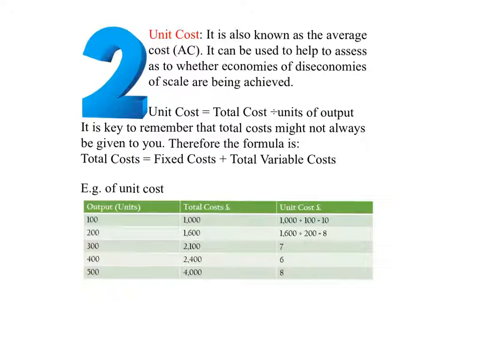The second one is unit cost, and this is really, really fundamental. It's absolutely crucial you consider the unit cost, because it gives you a really good indication as to economies of scale and diseconomies of scale. The reason for that is because you need to know the unit of outputs, but you also need to calculate the total costs. Now, if you've forgotten how to calculate total costs, just a reminder: you get your fixed costs and you add it to your total variable costs.